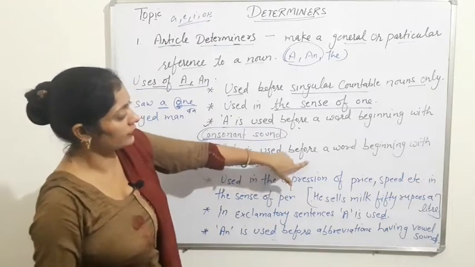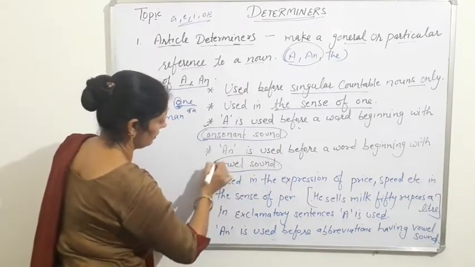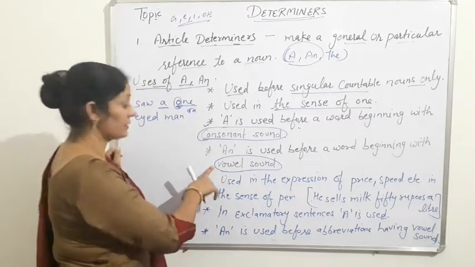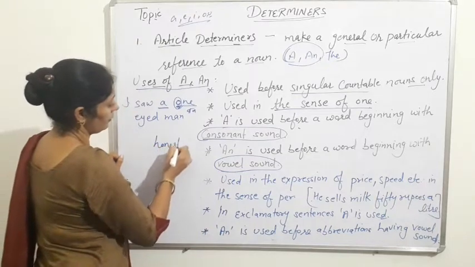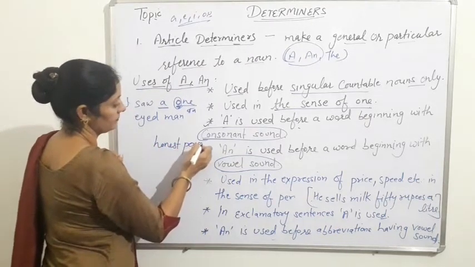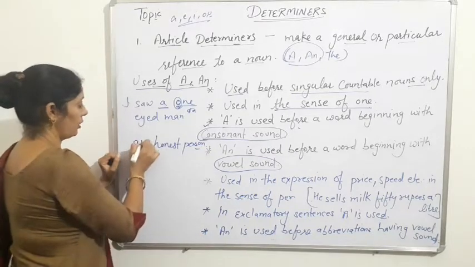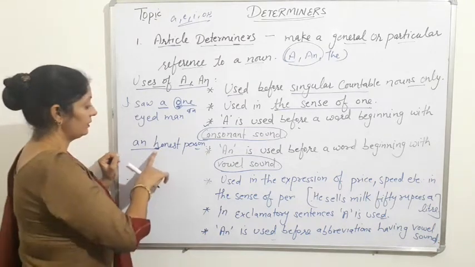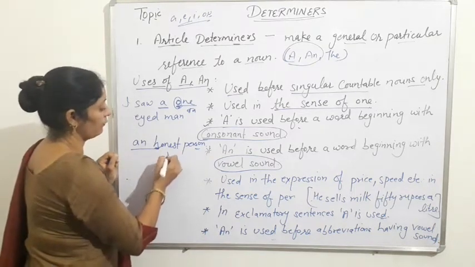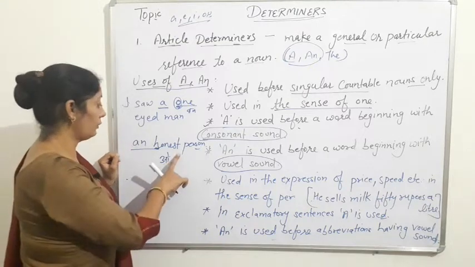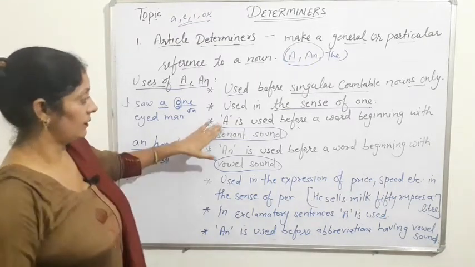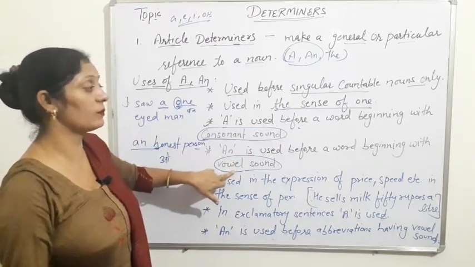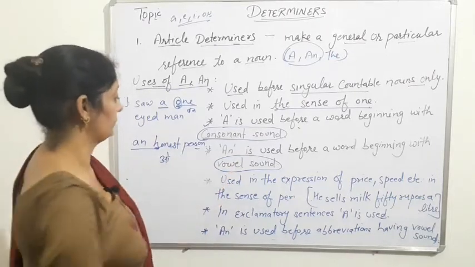An is used before a word beginning with a vowel sound. This one is opposite to that. For example, I write here honest person. Before this we write an honest person. No doubt in the beginning of this word there is a consonant, but the sound is of a vowel. So we use here an. Listen again. A is used before a word beginning with a consonant sound and an is used before a word beginning with a vowel sound.